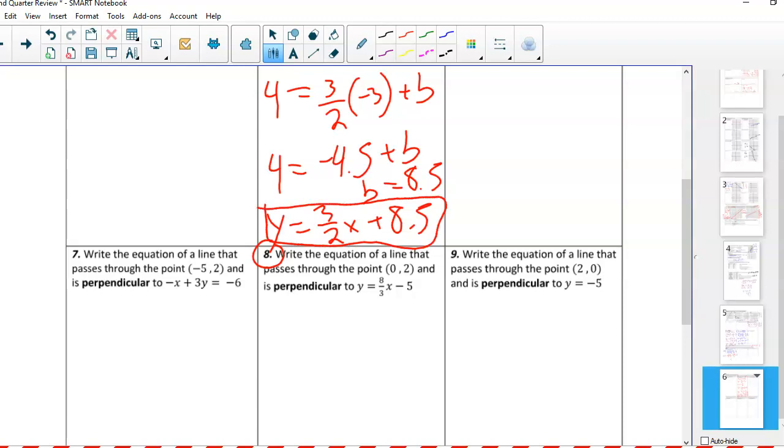y equals 3 over 2 x plus 8.5. I circled the wrong one for this section. I should have circled that one.